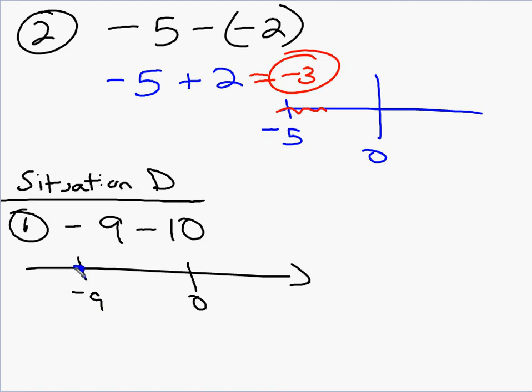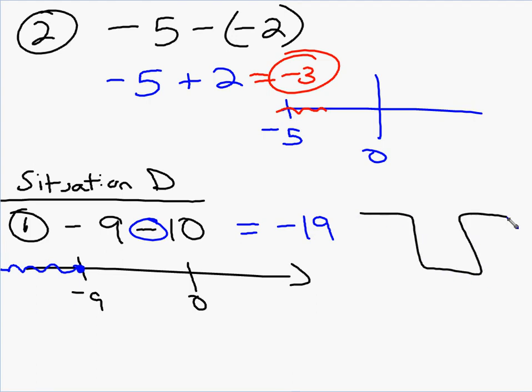And didn't I tell you that a subtraction sign is like a negative? So am I going to go to the left or to the right? To the left, 10 units. Where will I be? I will be at negative 19. Or you could think of the hole illustration. I'm in a 9-foot hole, and if I take out 10 more feet, I'm going to be in a 19-foot hole. Okay?